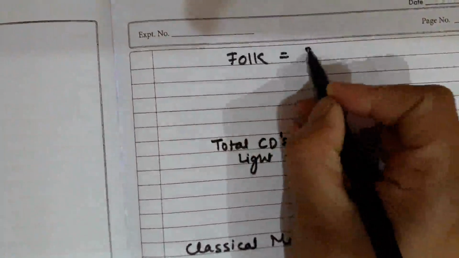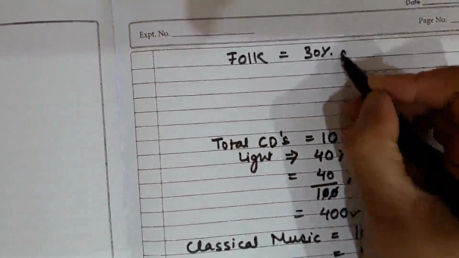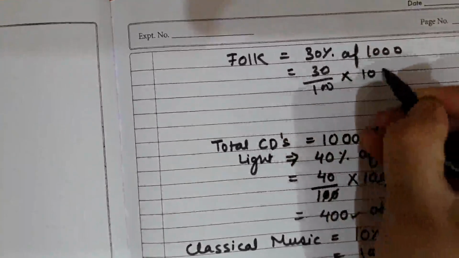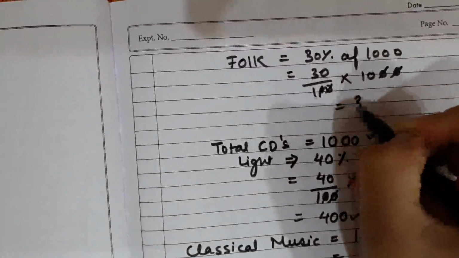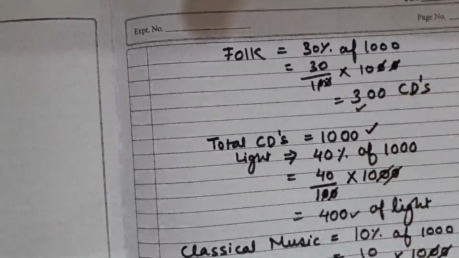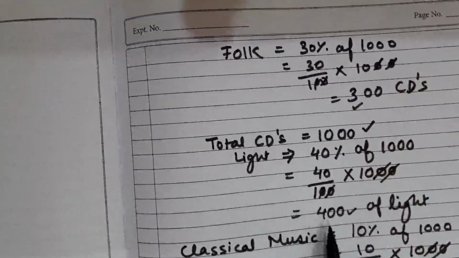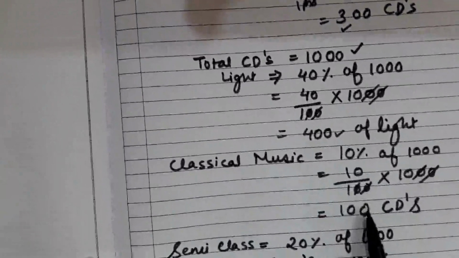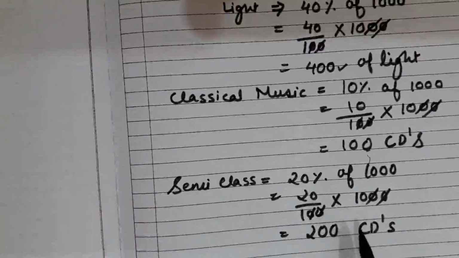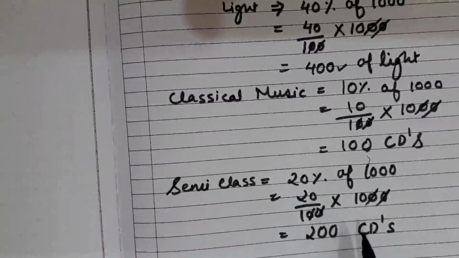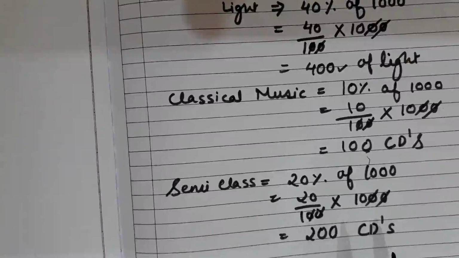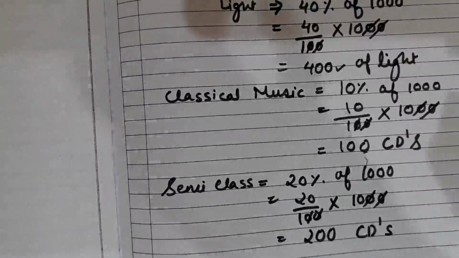Folk music is liked by 30%. So 30% of 1000 gives you 300 CDs. So 300 CDs are going to be made for folk music, 400 CDs for light music, 100 CDs for classical music, and 200 CDs for semi-classical. So in this way we can calculate out of 1000 how many CDs belong to each category. Okay, getting my point? Let's move to the next question.